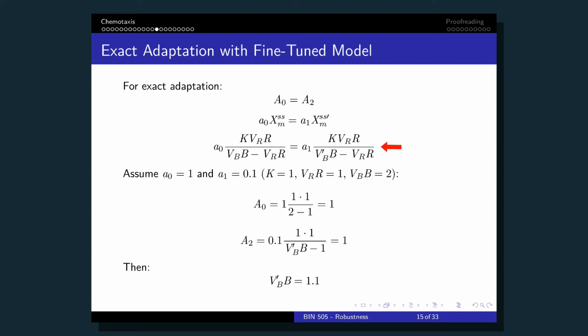So if we plug in the equations we found before for the steady states, before and after, and we assume, for example, that initially the percent of unbound receptors was 100%, and later on when the sugar increased, only 10% are now unbound, and we assumed some trivial values for K, the initial VRR, and the initial VBB, we find that the activity initially comes out to be 1. Now we want the second activity, the final steady state activity, to be also 1, which means we have to solve for the new VBB, V prime BB, which turns out to be 1.1.